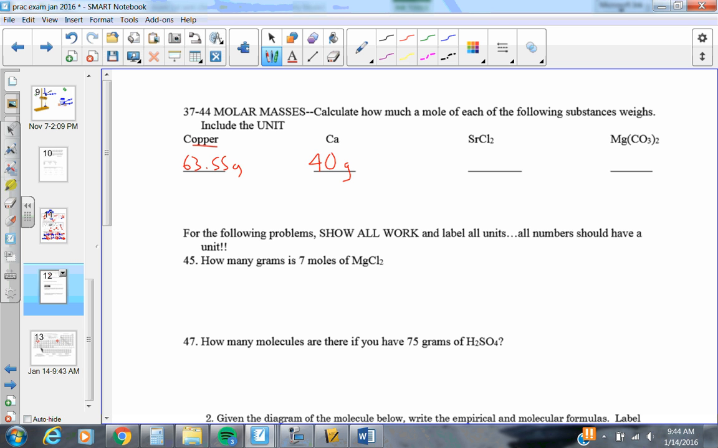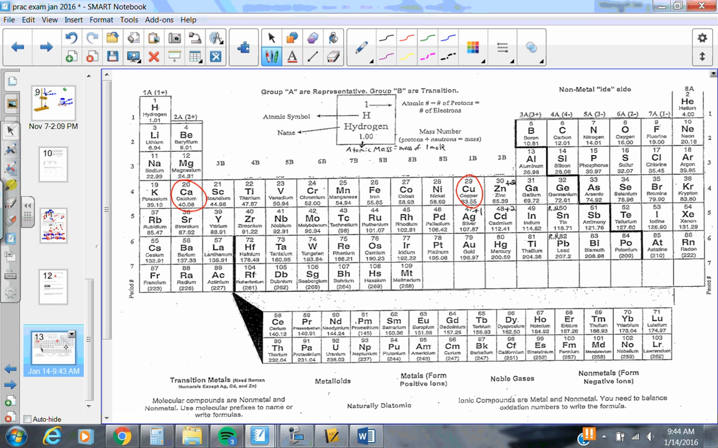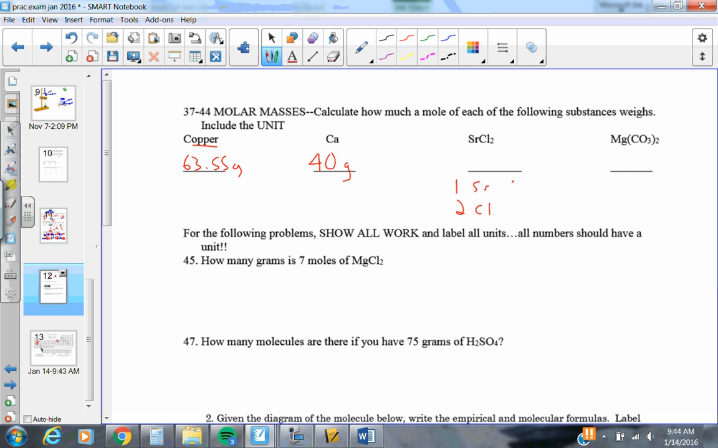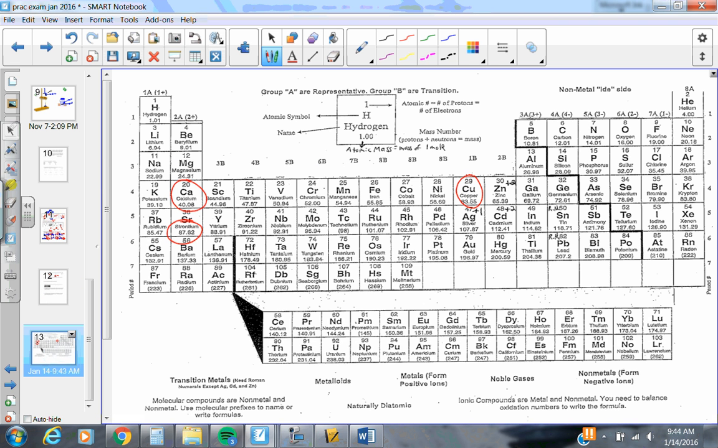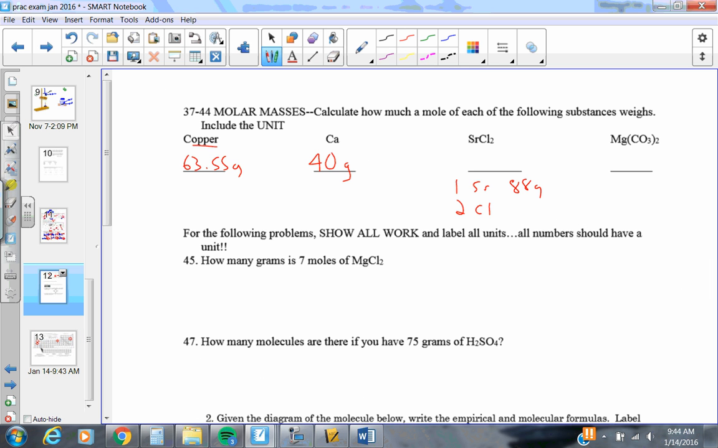The next one, strontium chloride, is 1 strontium and 2 chlorines. Got to go find strontium. It's over here, 87.62 or about 88. I'm going to say 1 strontium is 88 grams. 1 chlorine is 35.5 grams, so 2 chlorines is going to be 71. 2 times 35.5 is 71. So I'm saying that, but I didn't write it. 159 grams for strontium chloride.